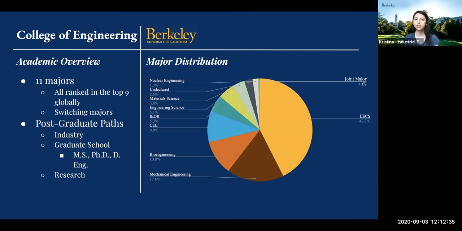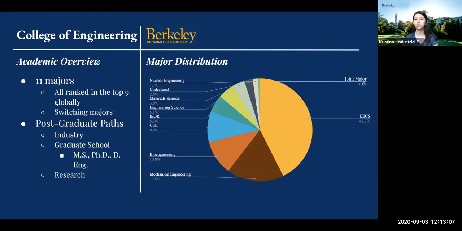So most of our students are interested in electrical engineering, computer science, mechanical engineering, or bioengineering. Those take up almost 3/4 of the college. And then we have a lot of smaller departments, such as the Department of Material Science, nuclear engineering, and the undeclared engineering major as well. We're gonna go into all of them specifically, but we have a total of 11 majors. All are ranked in the top 9 globally for their respective major. So that's something incredible that you don't get at a lot of other engineering schools.